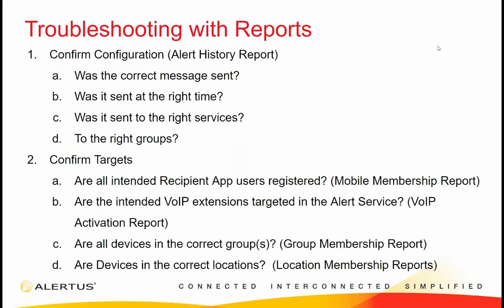Now we come to error troubleshooting methodology. This is actually pretty straightforward, much like much of this talk. The first step is to confirm error configuration. So someone will tell you something has gone wrong with an alert, and you start with the alert history report. You want to make sure that the correct message was sent out at the right time, to the right services, to the right groups.